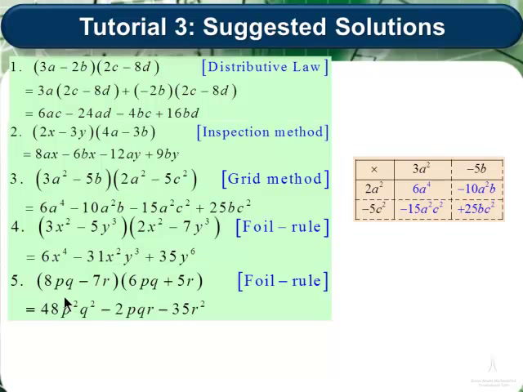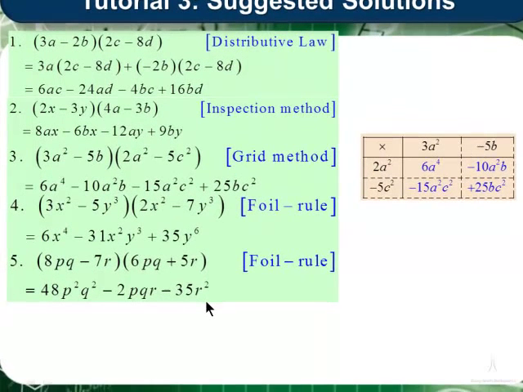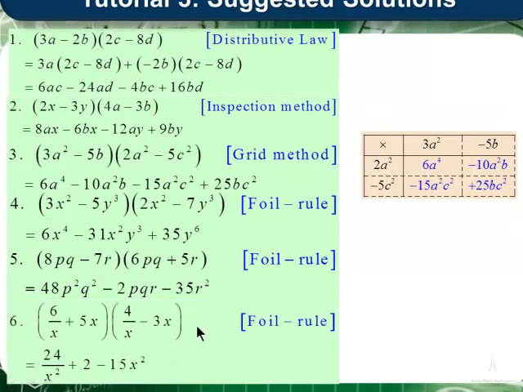Example or problem number 5 uses exactly the same strategy, the FOIL rule. In this case we start with, for example, your first terms, which gives us 48p squared q squared. The outer and inner terms in this case generate similar terms, consolidated. It gives us minus 2pqr, just check that. And finally we multiply the last terms together. Minus 7 times 5 is minus 35, and r times r is r squared. So that should be clear at this point.